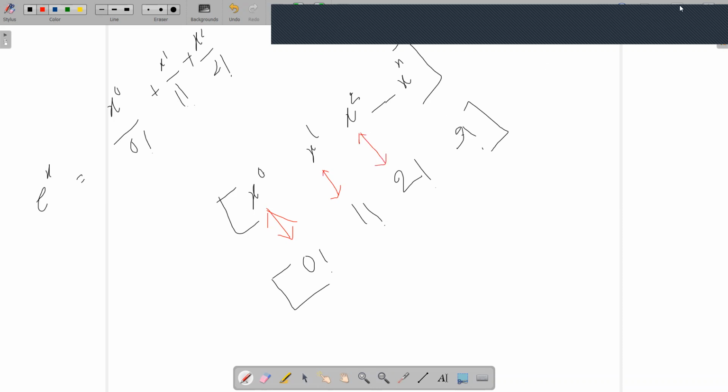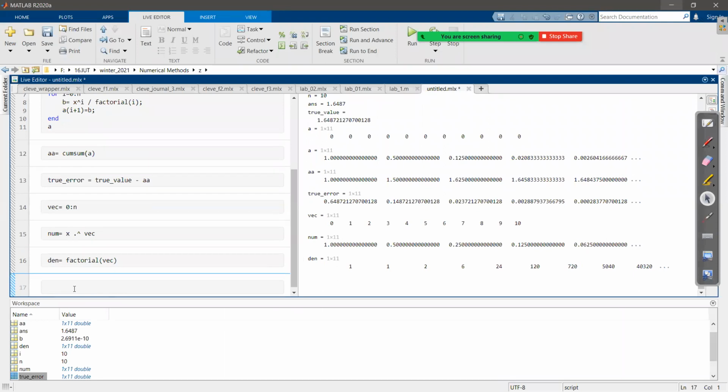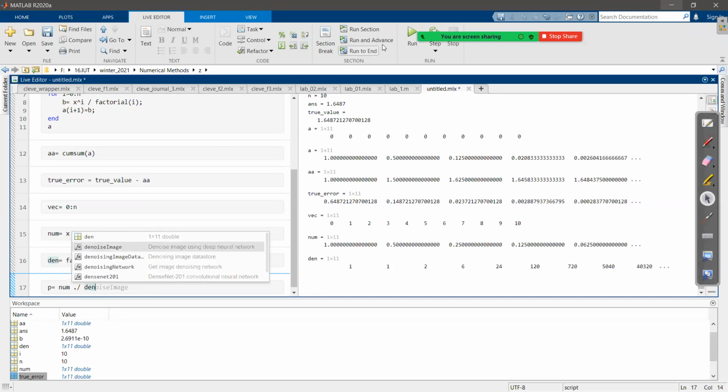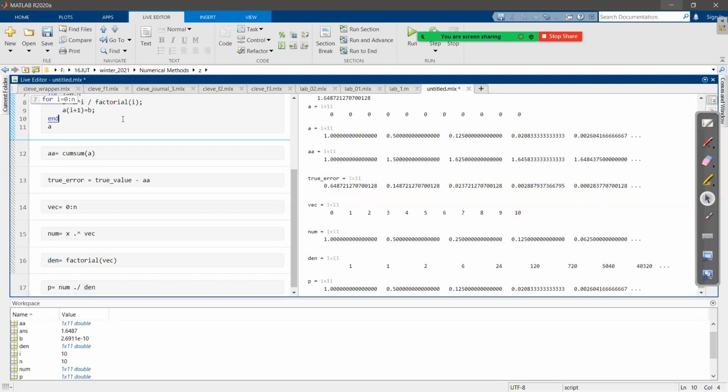So, numerator and denominator. Let's name it P, equal to numerator, element-wise division, which is represented as dot then slash. Element-wise division. Now as you can see, this is my 0.05, 0.125. That is the same as A that you previously created using the for loop, right?